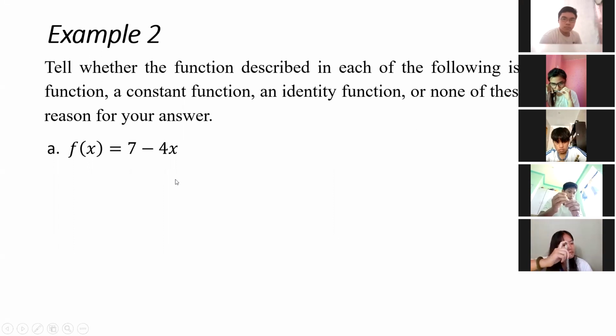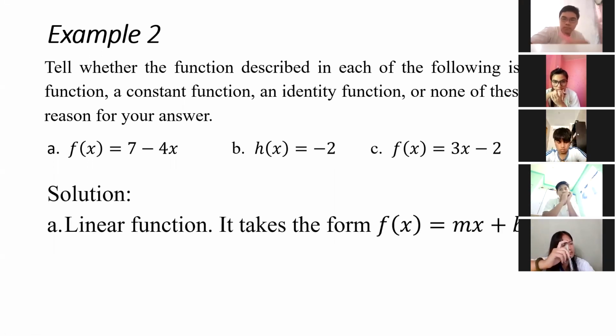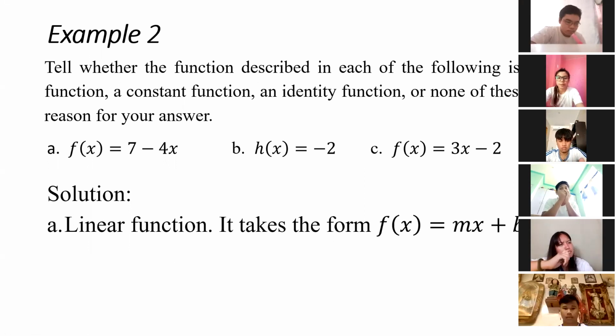Very good, Sean. You are then correct. Clap for Sean. So this is a linear function. Okay, letter A is a linear function since that is in the form of mx plus b. Okay, how about letter B? Very easy. Letter B, function h of x equals -2. Let me ask Erica. Erica, what is letter B? Is it a linear, an identity, or a constant function?